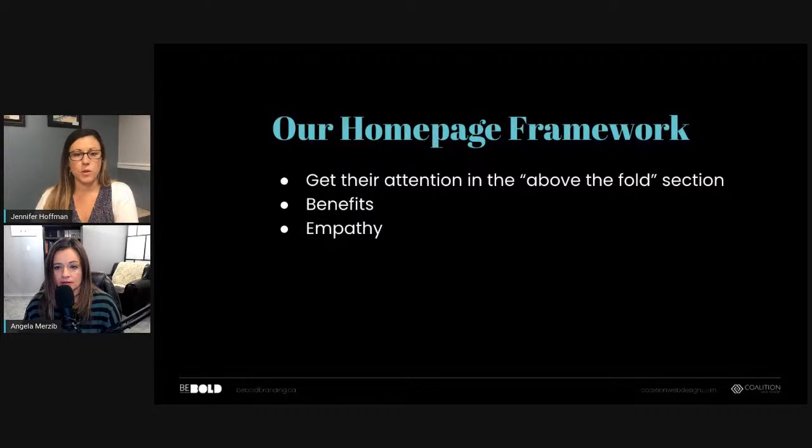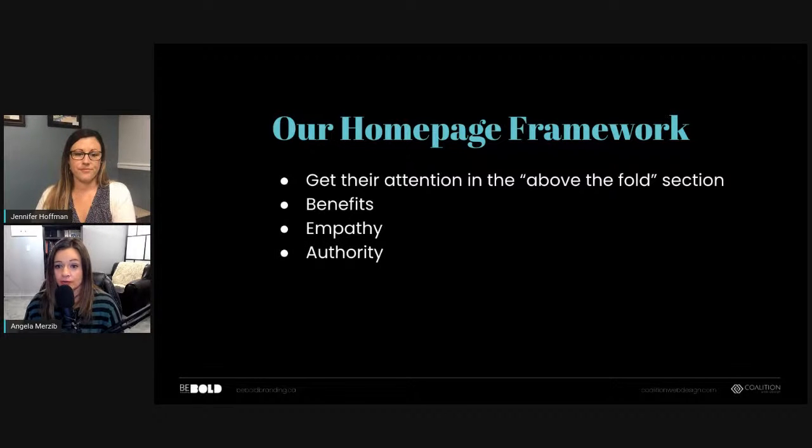Another section that you want to include is empathy. Like we talked about earlier, people are coming to your website with a problem that they need to solve. And so you need to understand who those people are and what their problems are. And if you can understand their problem and show empathy, you're going to be able to connect with them at a deeper level rather than just listing out your services.